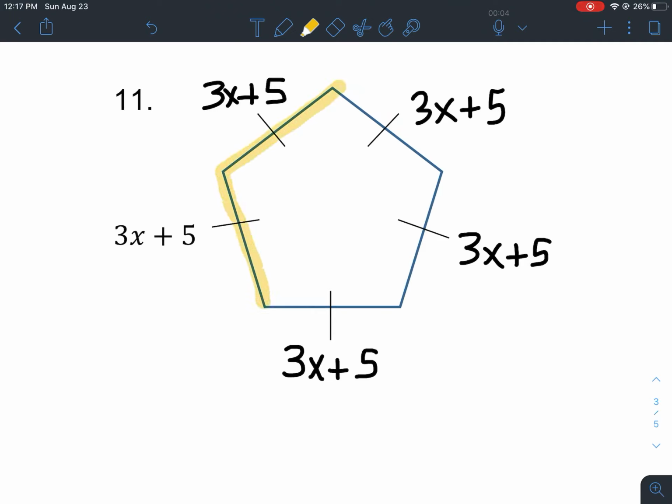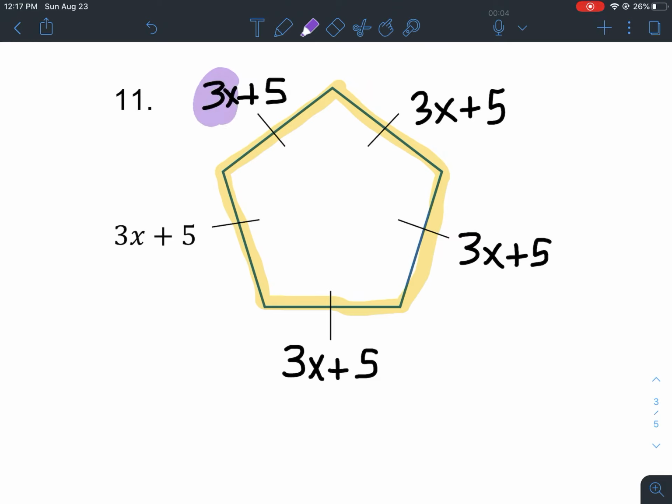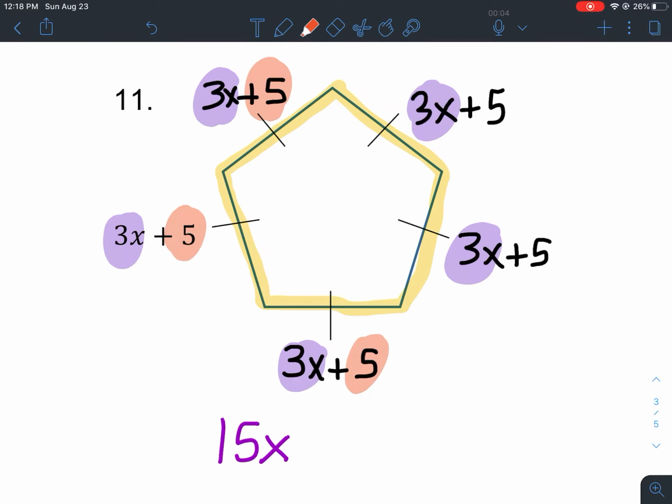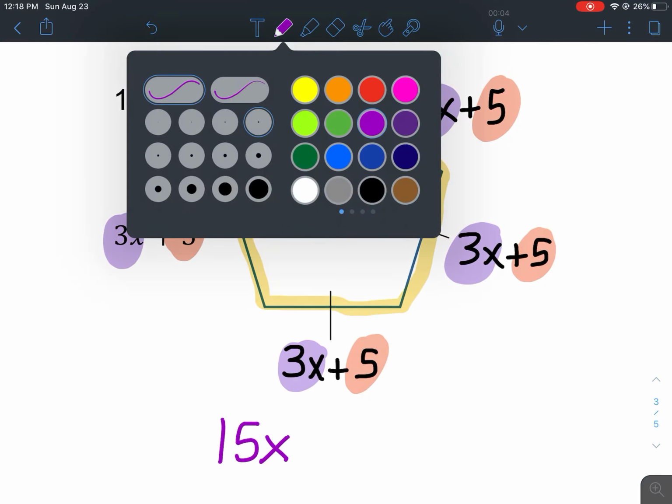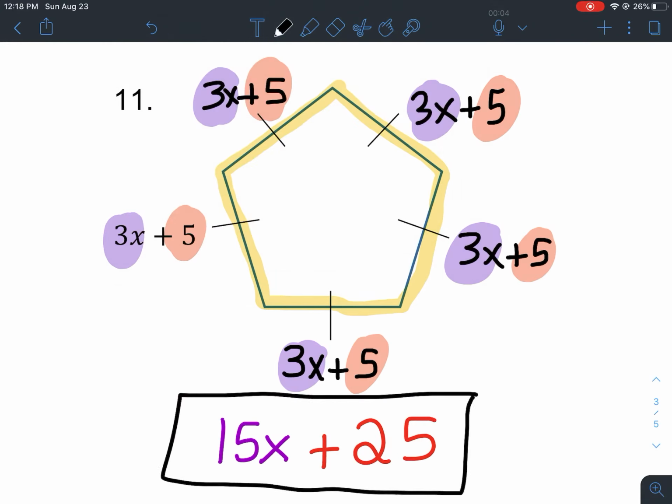Since perimeter means the total distance around any figure, in order to find the total distance, we're going to add up all the sides by adding like terms. So if we have 5 3x's, if we add those all up, we have in total 15x. And now if we add up our constants, so 5 plus 5 plus 5 plus 5 plus 5, we have 25. So therefore, our perimeter here, written as an expression, is 15x plus 25.